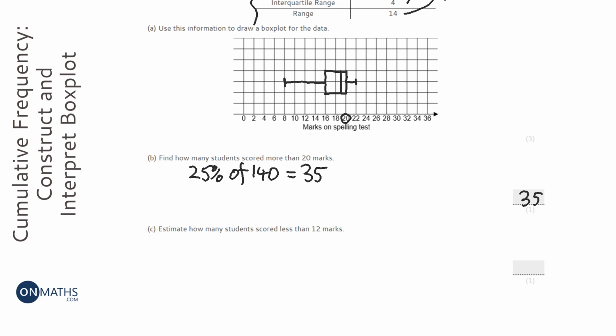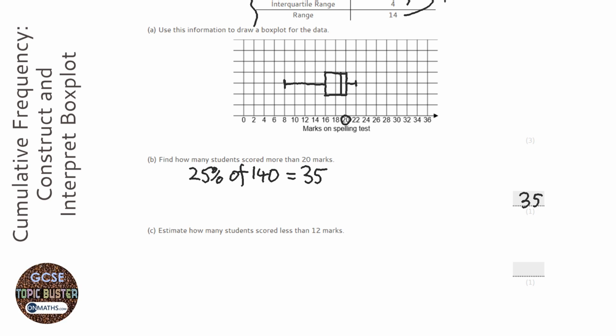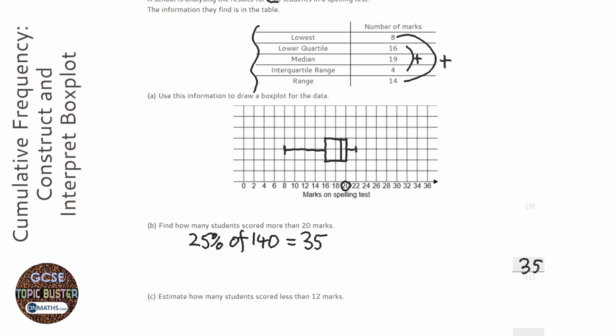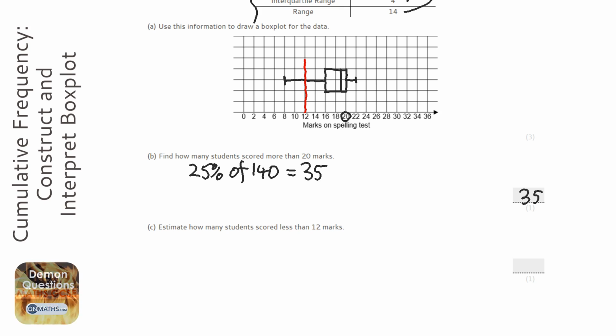Next one, question C. Estimate how many students scored less than 12 marks. So let's have a look at 12 marks. 12 marks is here. And 12 marks is halfway between the lowest value and the lower quartile. So we know there's 35 students who are in that quarter. And so we're going halfway there.